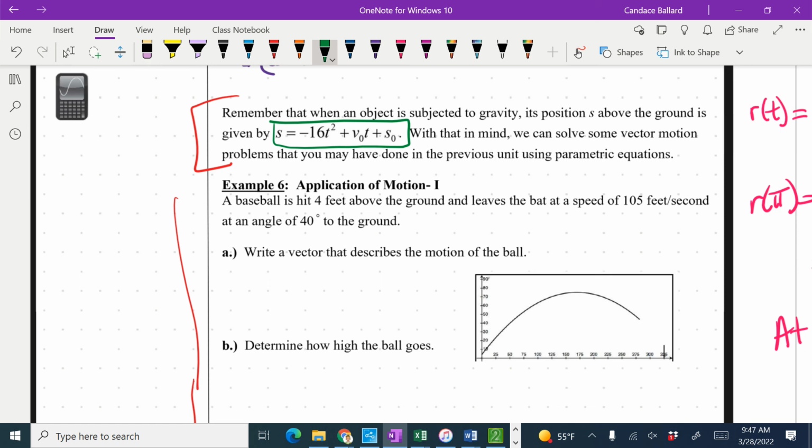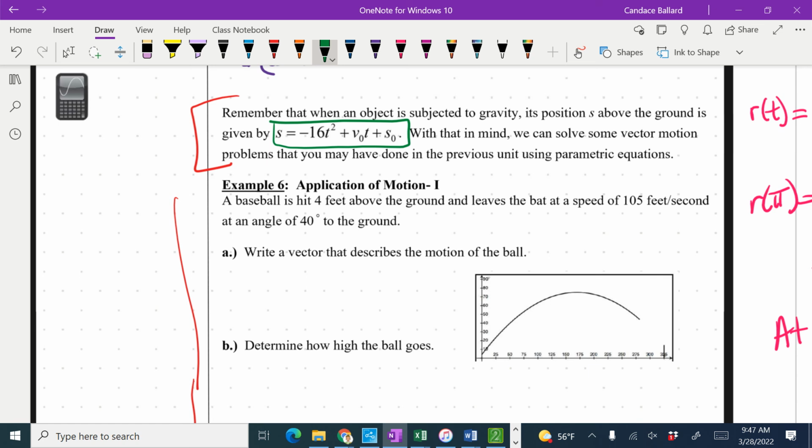So we add in the vector piece, and I'm just going to teach you the process here. Again, you probably won't see something like this one in particular on the test, but there are some concepts in there that could pop up. All we have to do is write a vector that describes the motion of the ball.